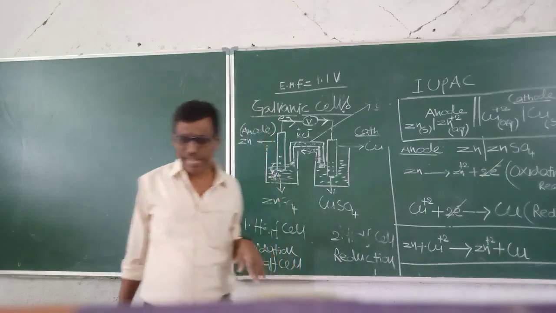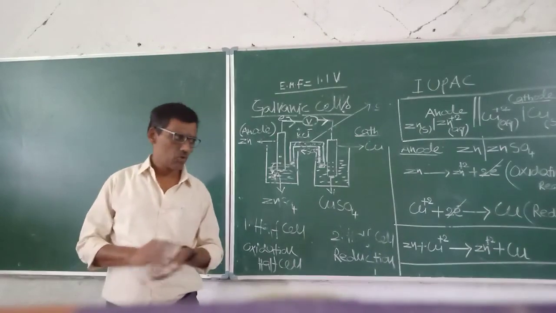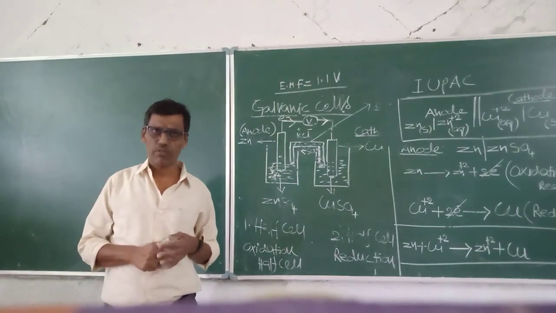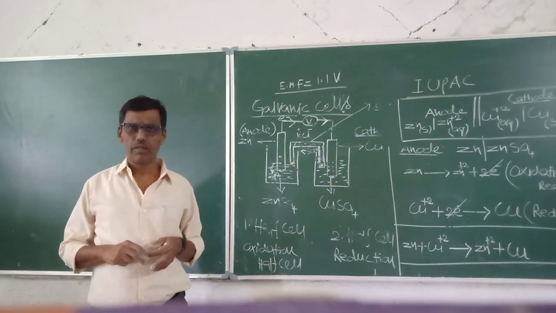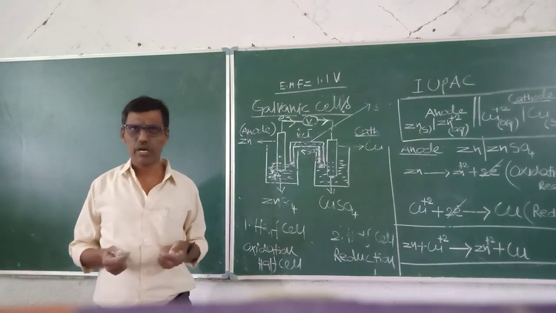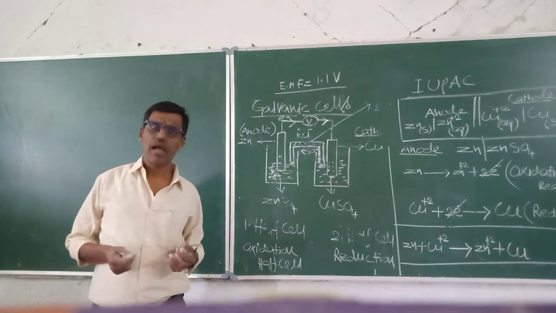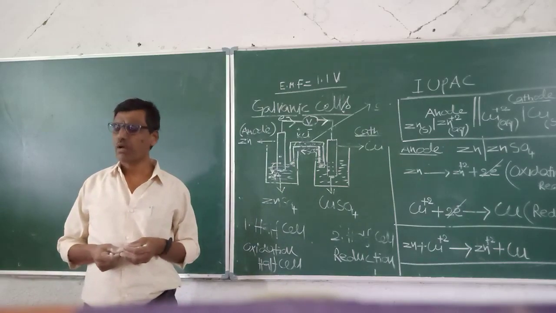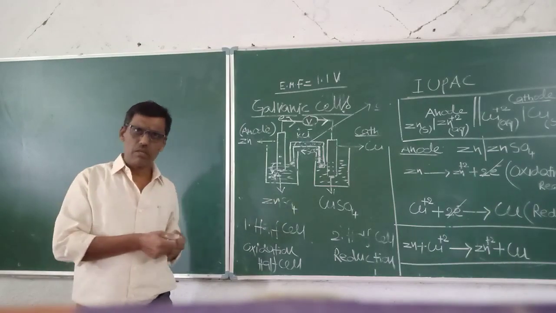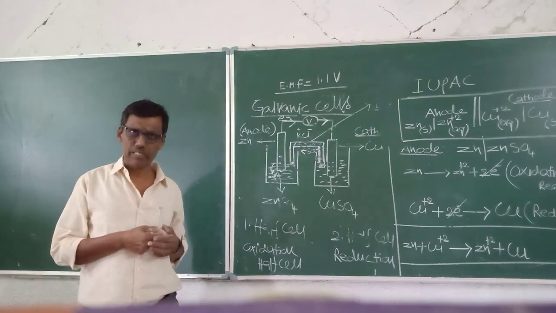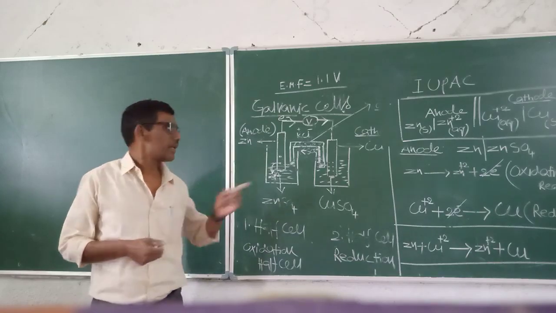Now, let us recapitulate what we have studied today. At the outset I gave you the definition of electrochemistry and what it deals with: the physical and chemical changes involved in either the consumption of electricity or the production of electricity. I then gave you the differences between galvanic or electrochemical cells and electrolytic cells. Next, we took exclusively the galvanic cells. A galvanic cell is an electrochemical cell which converts chemical energy into electrical energy.